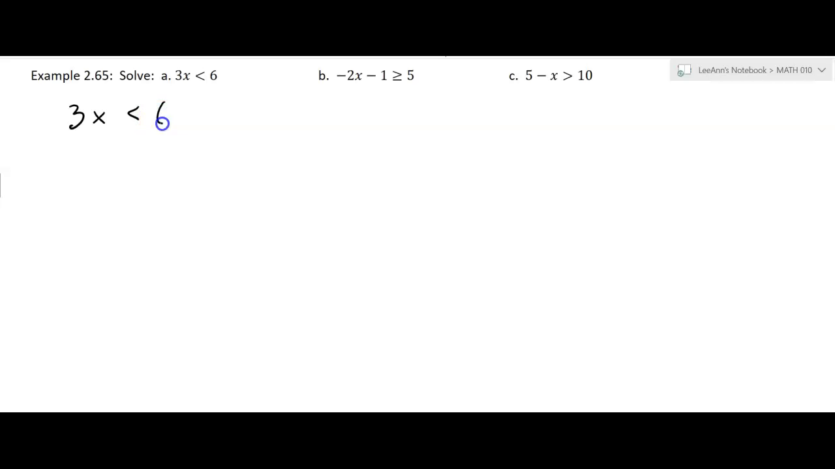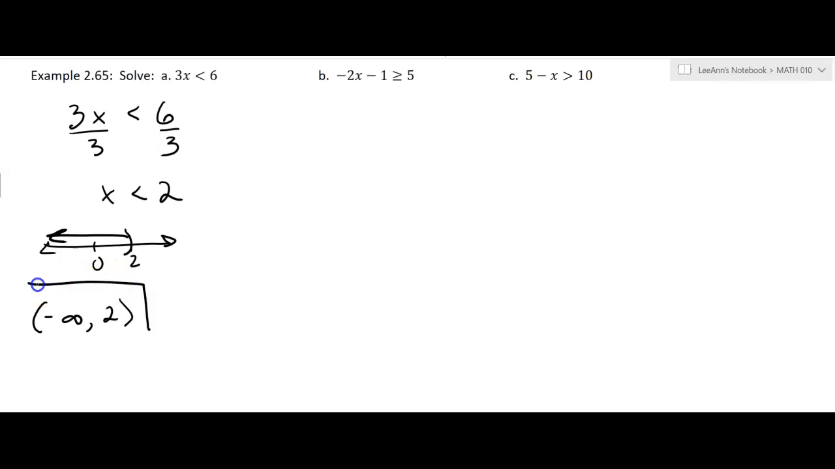Okay, so 3x is less than 6. All right, I want to solve for x. I divide both sides by 3. I get x is less than 2. No problem. I'm just dividing by a positive 3, so everything's good. I can graph it. Here's 0, here's 2. We're talking about the numbers less than 2. That interval is going to go from negative infinity to 2 with a parenthesis.